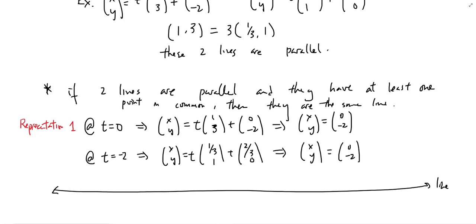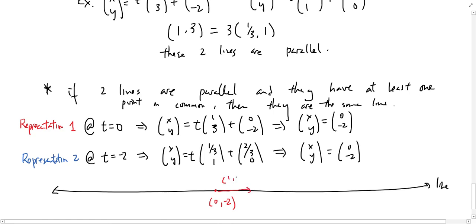And I'm going to use a different color for representation number 2. So let me show you how this works. Both of them describe the same line, but just describe it differently. One of them described the line this way: this is my reference point, 0, -2, and it's going in this direction, which is the direction vector 1, 3.